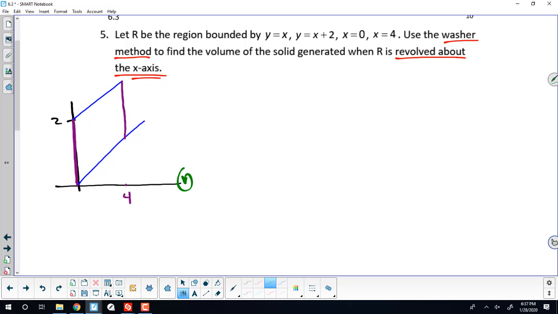Now it explicitly says to use the washer method. It could say the disk method, so don't let that throw you off. It's not a disk, clearly, but our cross sections using the washer method revolved around this axis have to be perpendicular to the axis of revolution. So our cross sections come in through here like this. We're integrating with respect to x. Let me just draw this a little bit larger here. Those are our cross sections. This is x plus 2.